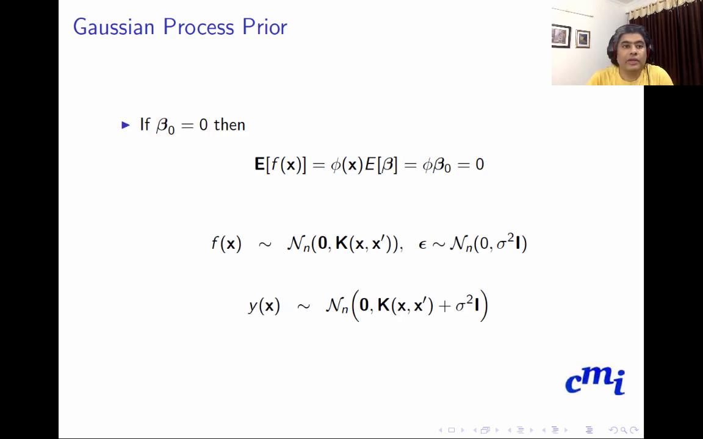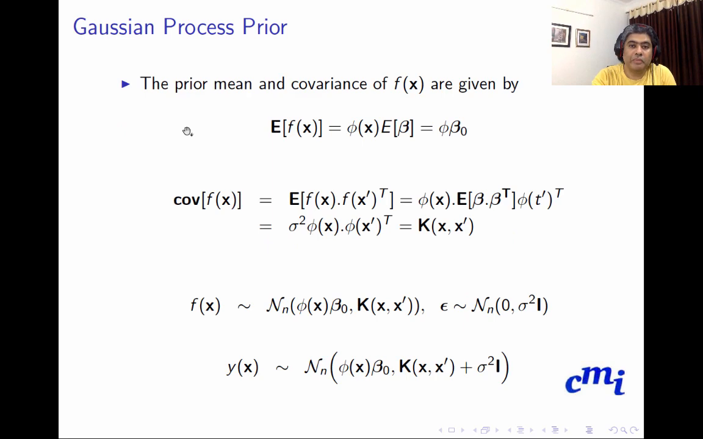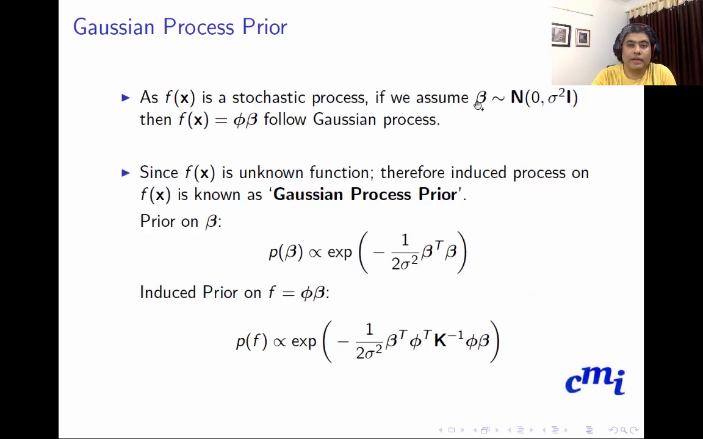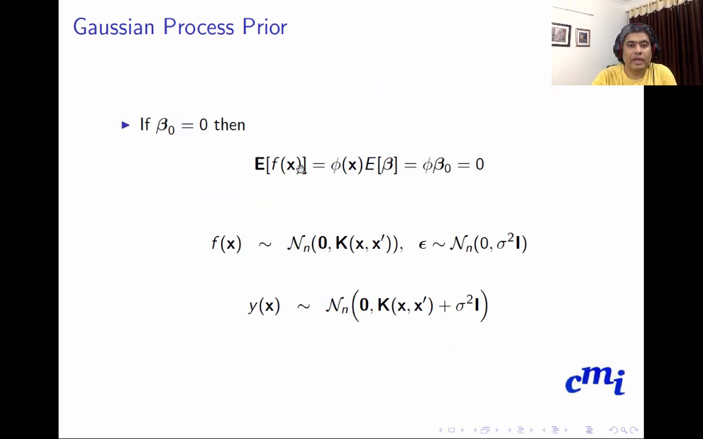If beta 0 equals 0, remember that we are saying beta follows normal 0, sigma square, standard normal basically, then my expected value of f of x at the prior level is 0. I'm just keeping it as 0, and f of x then follows normal 0, k of x, x transpose, and epsilon follows normal 0, sigma square I. So y of x then follows a multivariate Gaussian distribution with mean 0 and covariance function k of x, x transpose plus sigma square I.